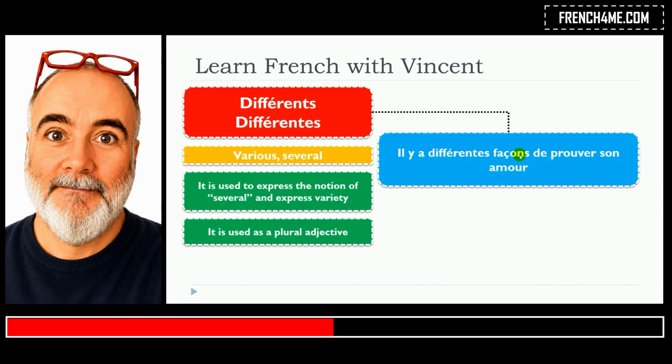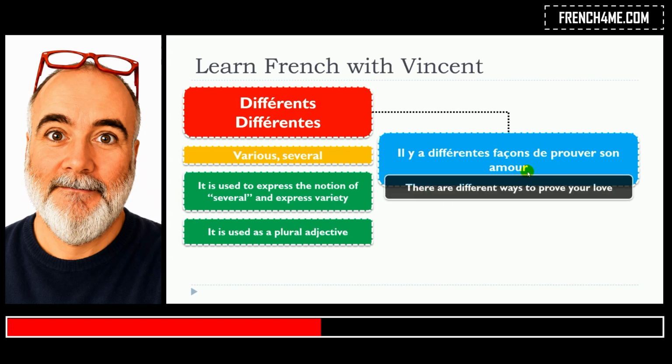Il y a différentes façons de prouver son amour. So in that case, you can see that différente is connected to façon. Façon is a feminine noun. It's plural, as we said. So it means that différente will be the feminine plural form.